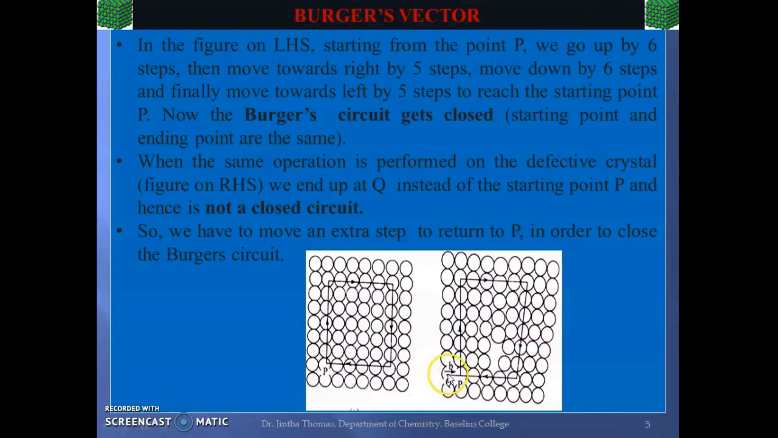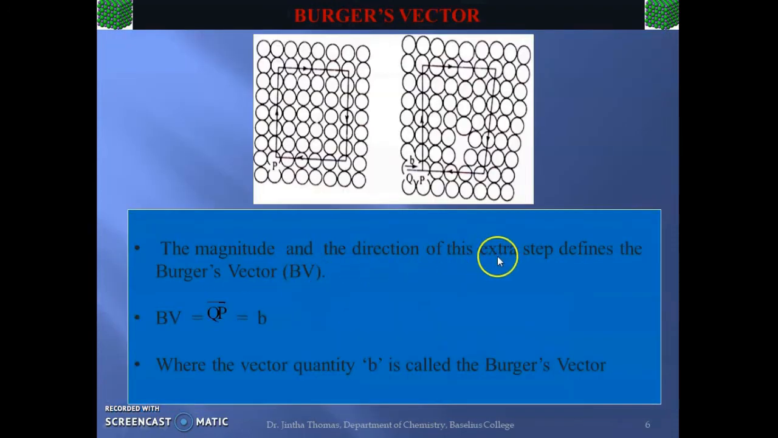From Q, we have to come back an extra step to complete the Burger's circuit. So the magnitude and direction of this extra step defines the Burger's vector. It is generally represented by the small letter B, where the vector quantity B is called the Burger's vector.